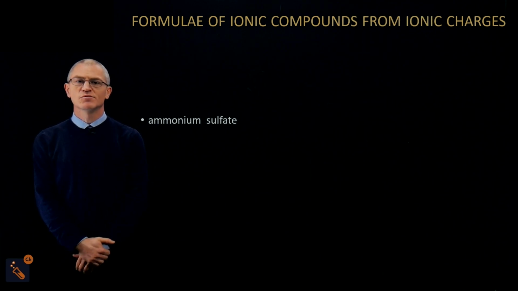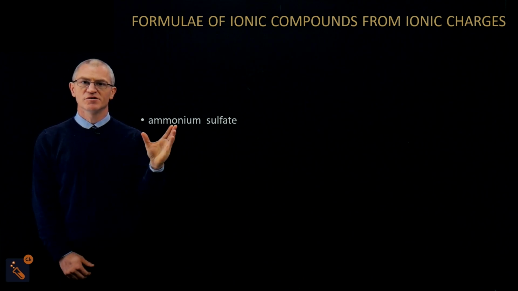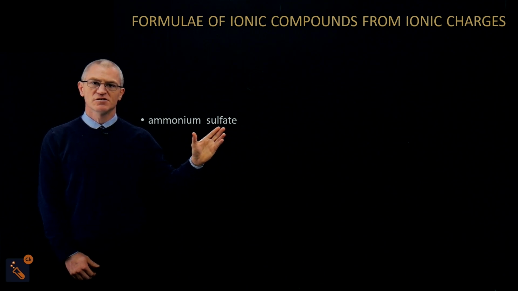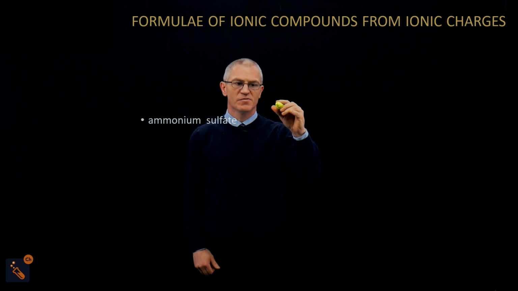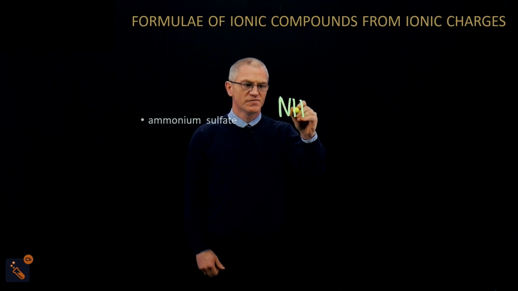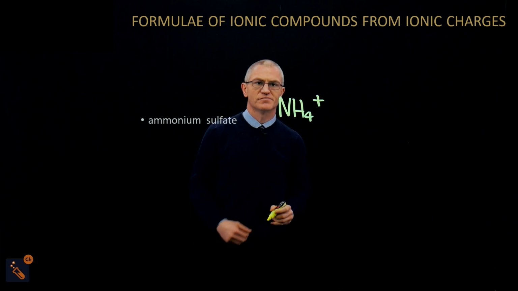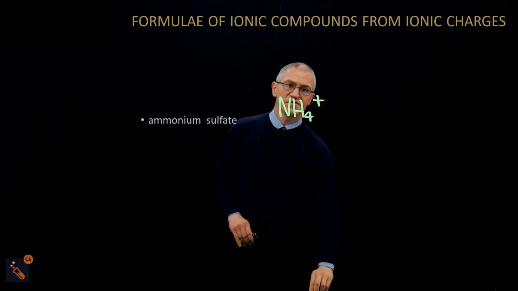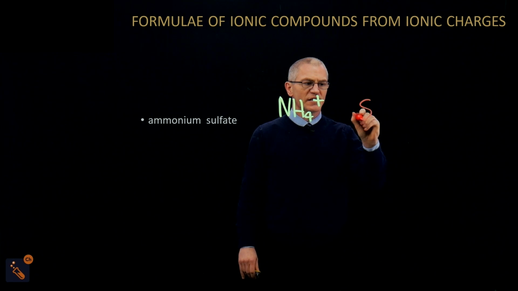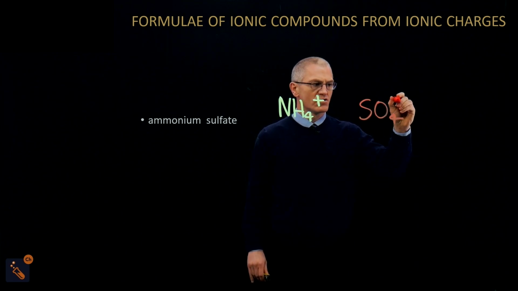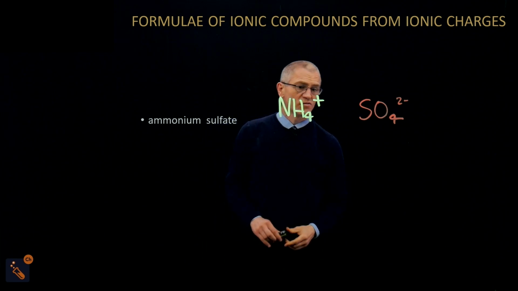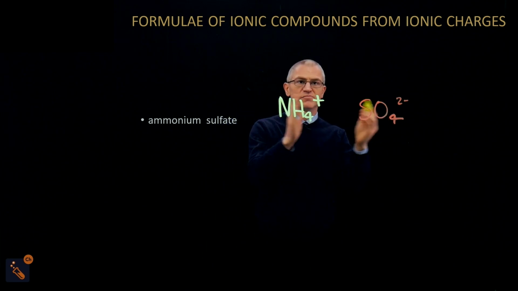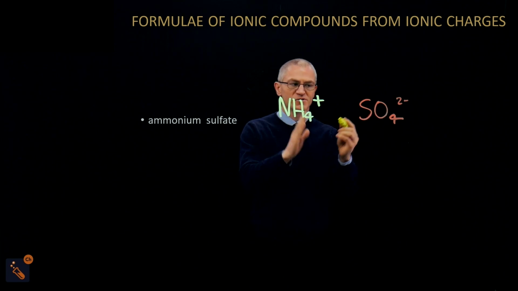We're building on to the more complex examples, and these include the ions that you have to remember. So we've got ammonium, and we've got sulfate. Ammonium, hopefully you remember, is NH4+, and then sulfate is SO4 2-.